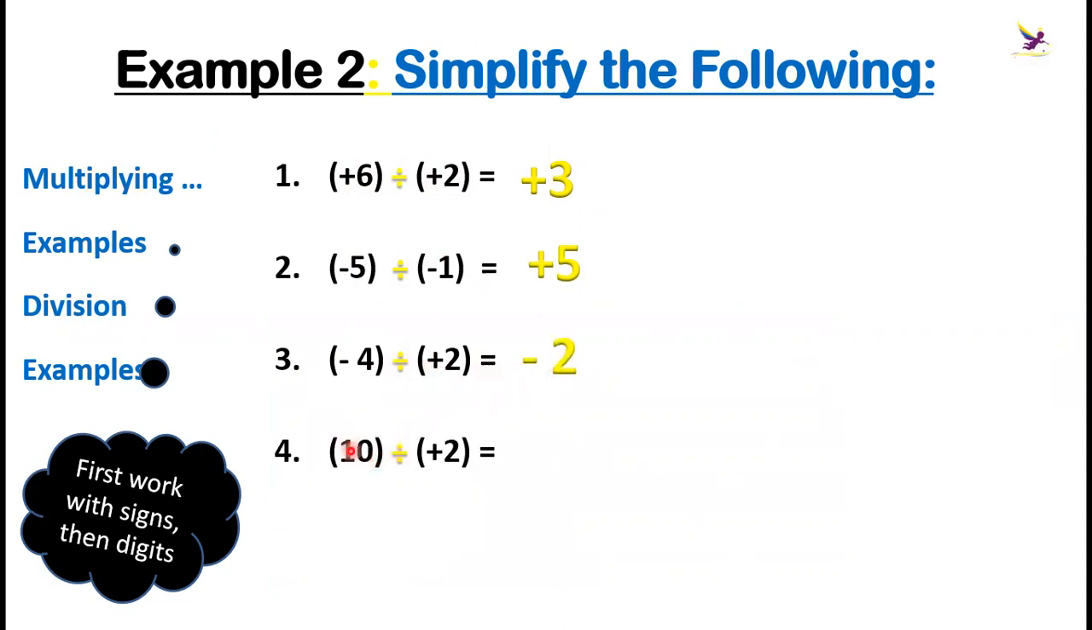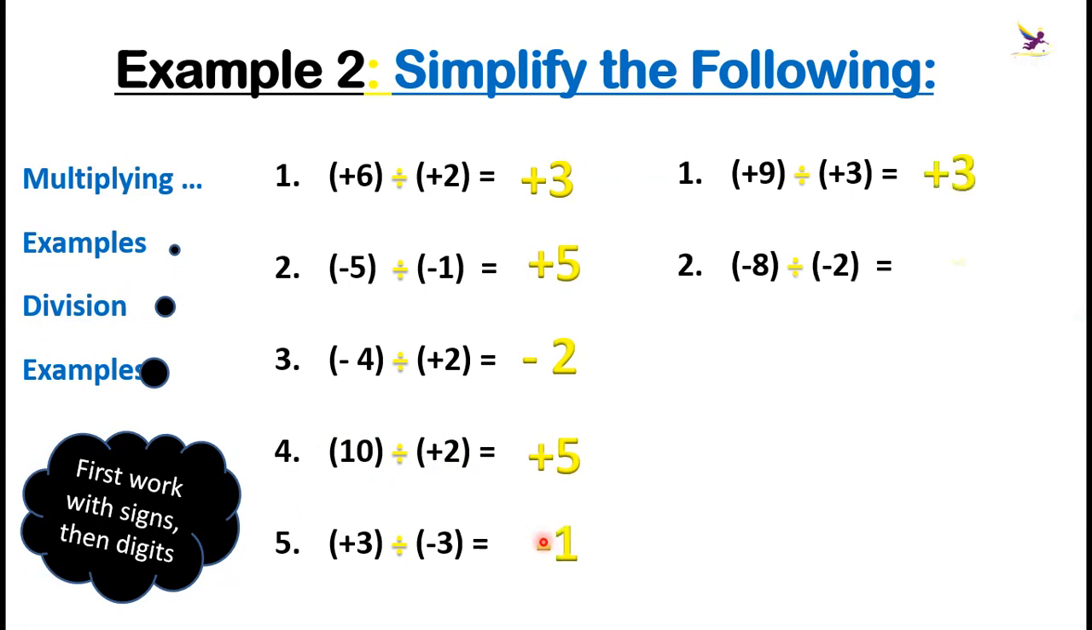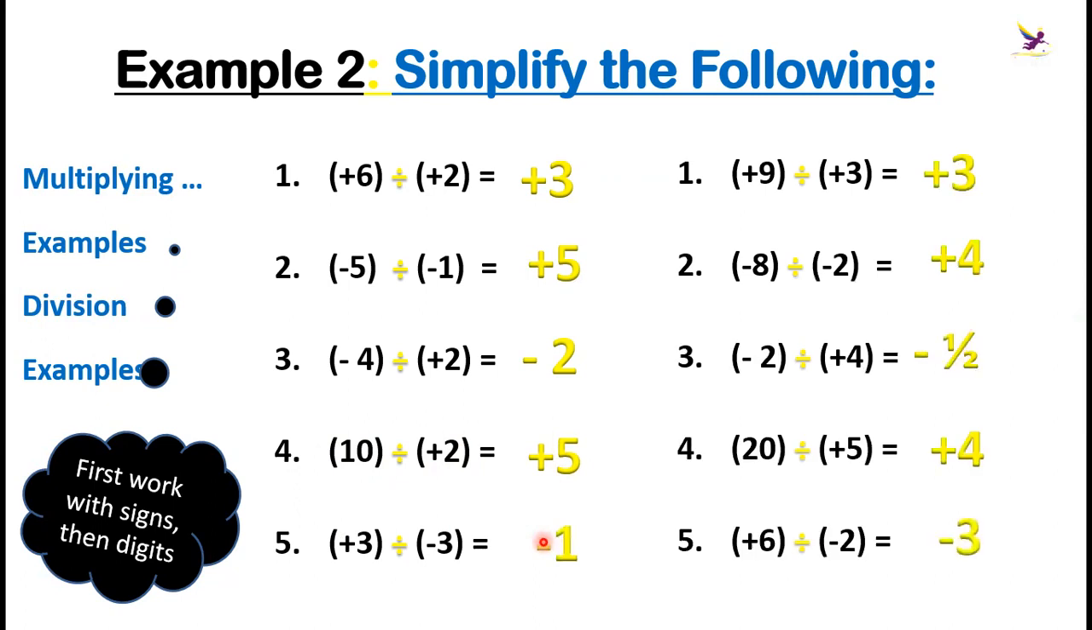10 divided by 2: there is no sign in front of the 10, and it is plus when there is no sign. So plus divided by plus is plus, and 10 divided by 2 is 5. Plus divided by minus is minus, and 3 divided by 3 is 1. And the same with all these other examples.